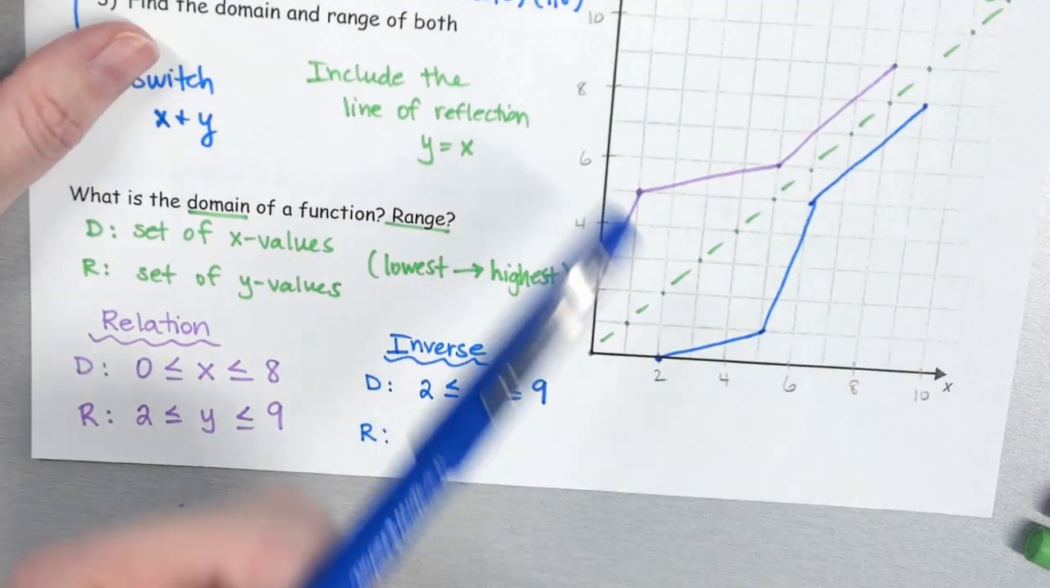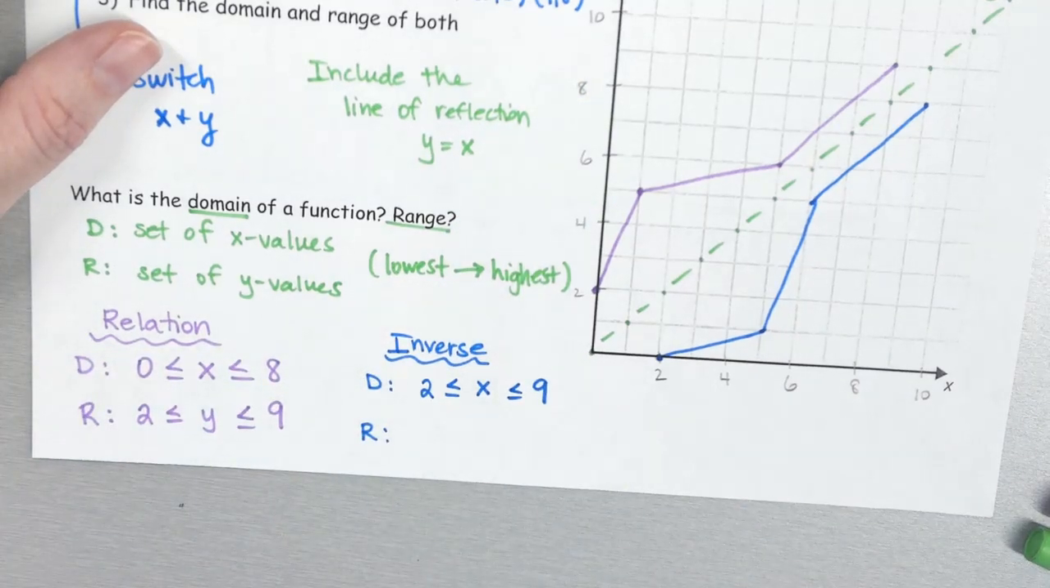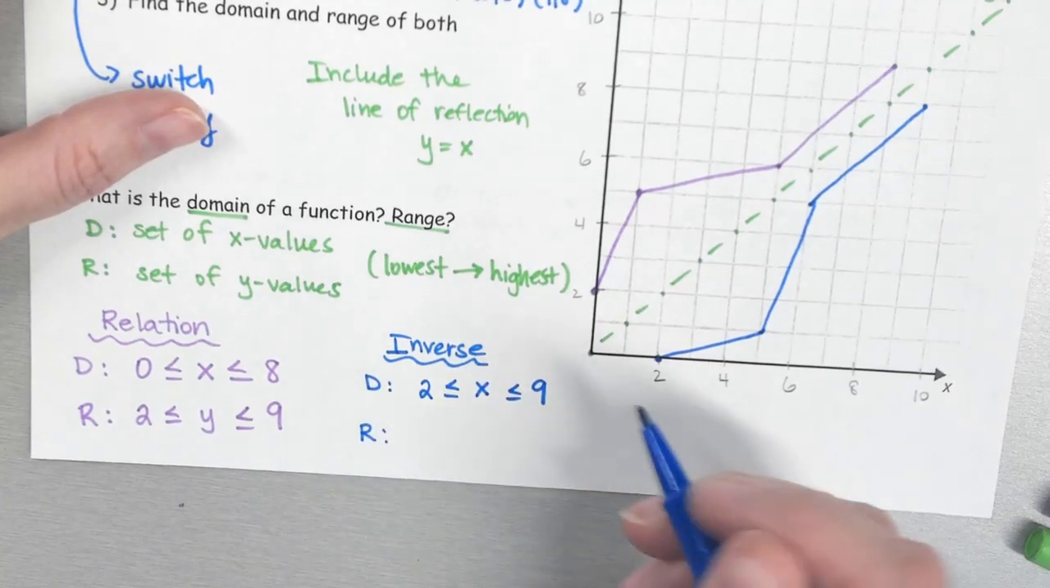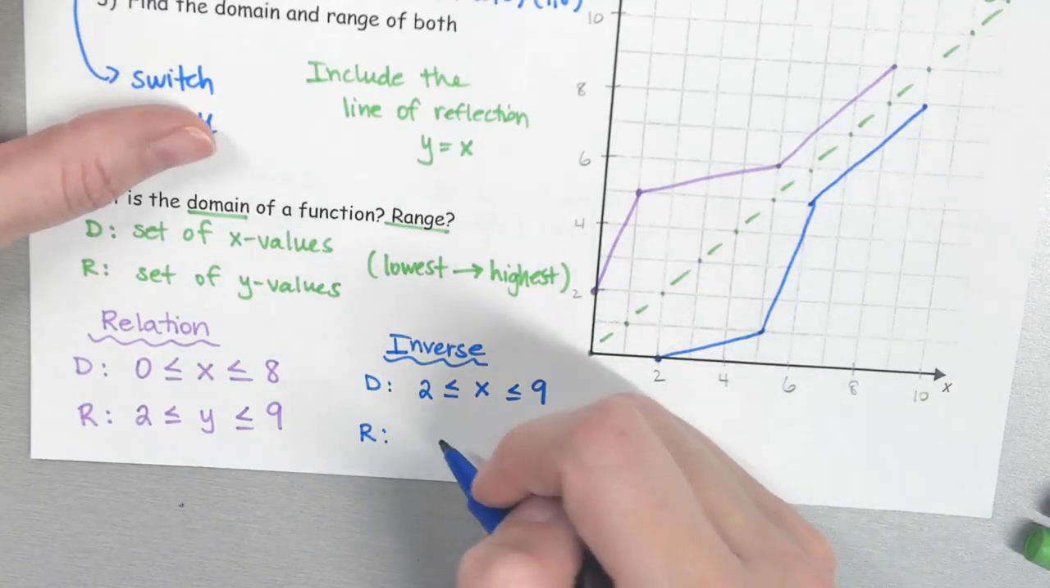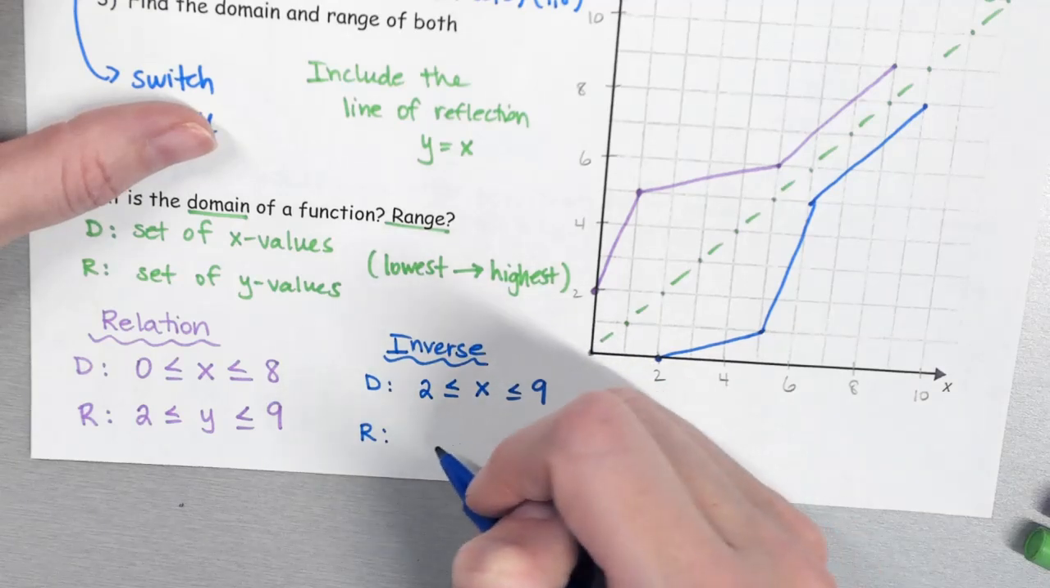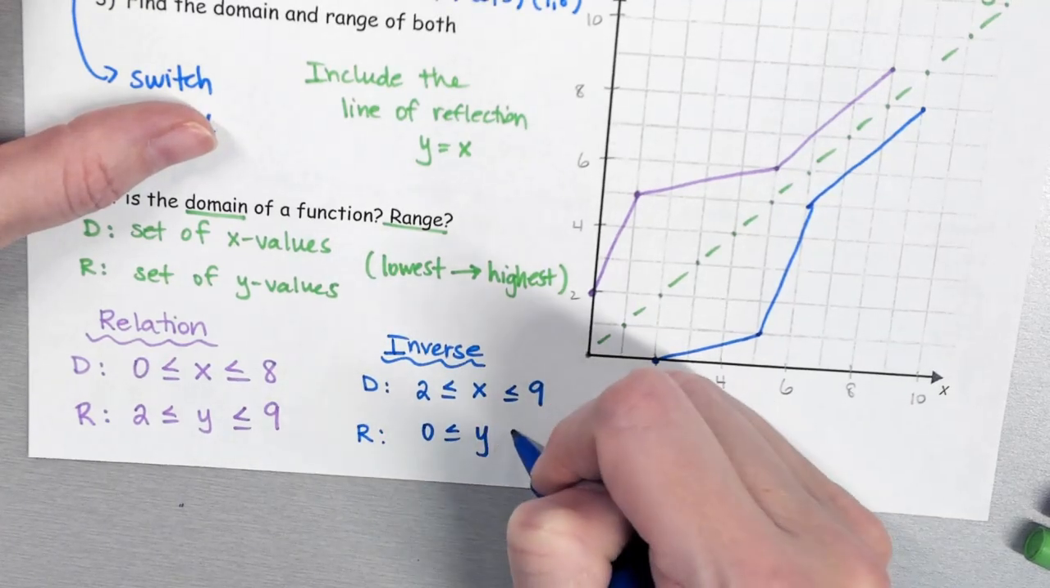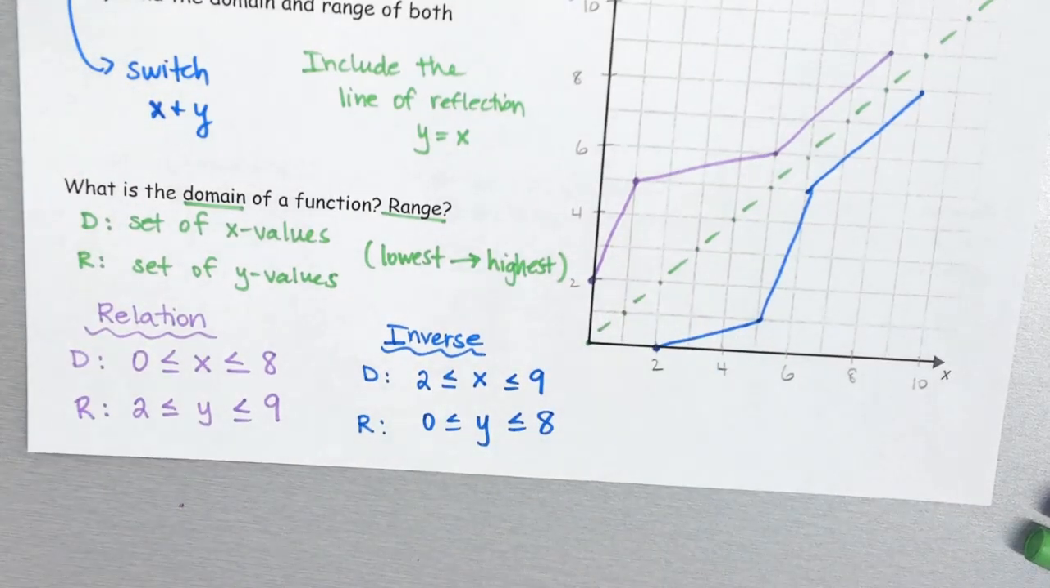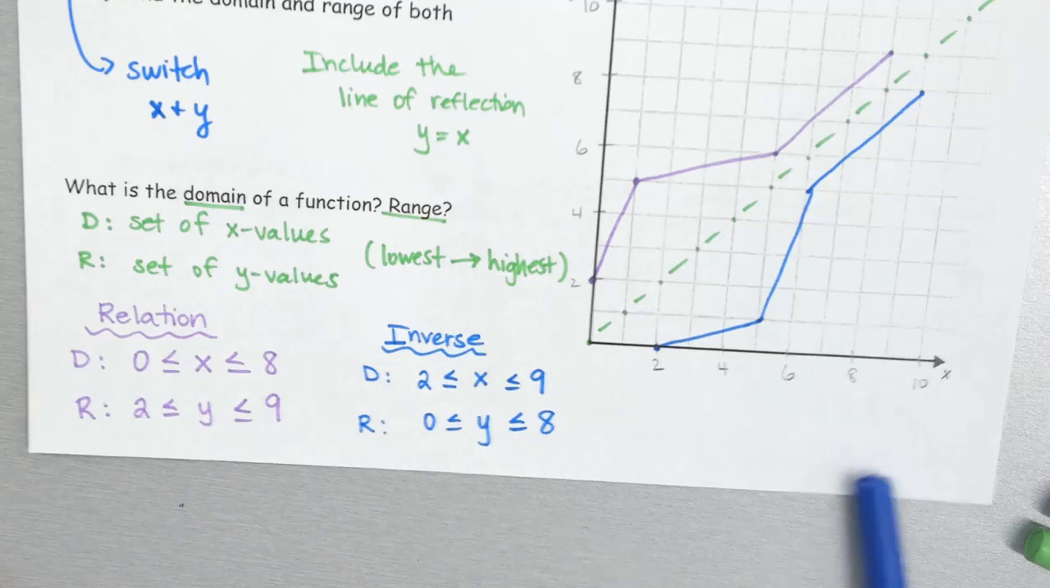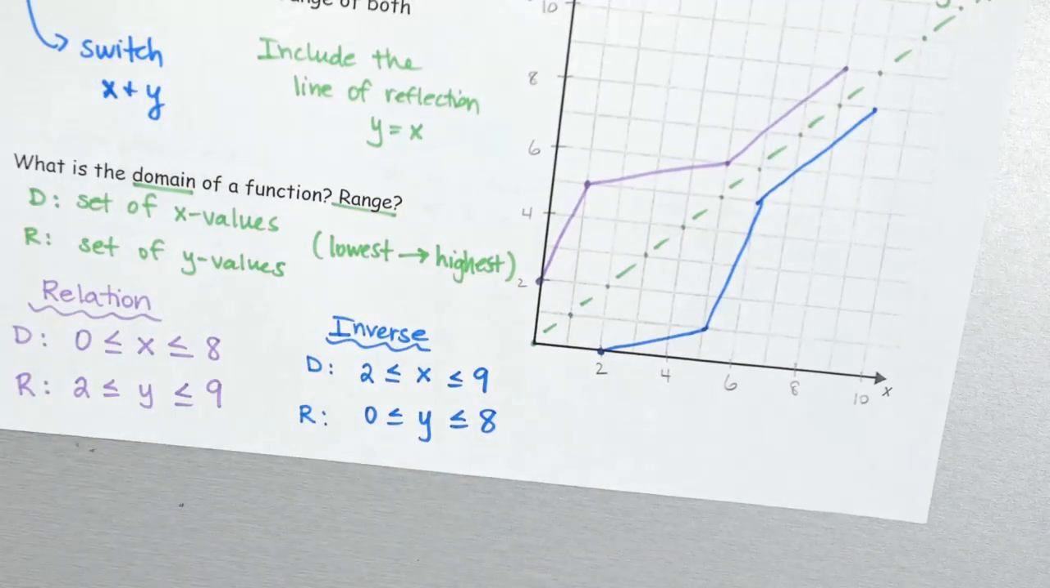Do you guys like looking at the graph or the points? I like looking at the points usually. Yeah. And then for the range, what was your lowest y value? 0. And the highest one was 8. So yeah, good. I'm glad you guys noticed. So we talked about how the x's and the y's are switched. So if the domain relates to the x values and the range relates to the set of y values, okay, then those are going to flip.